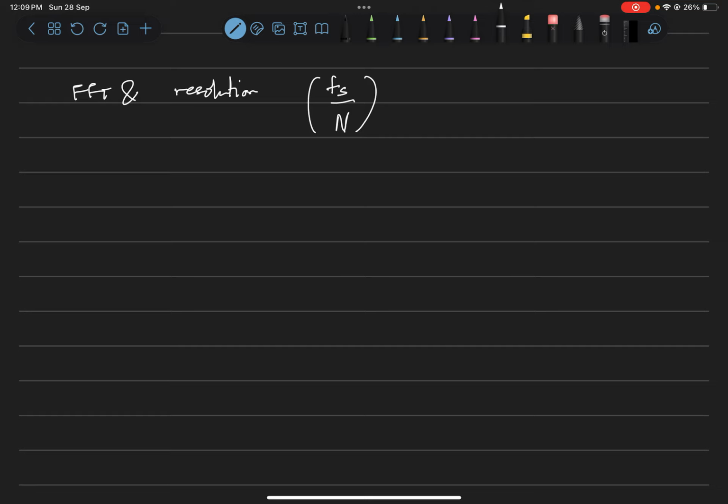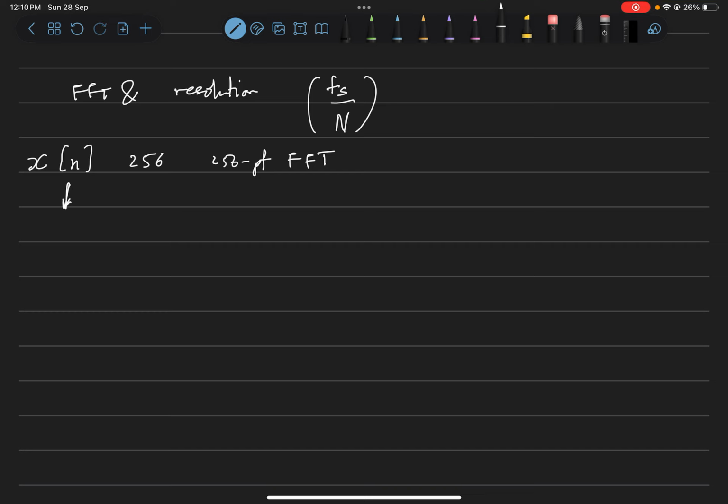So let's say you have a sine wave and you have about 256 samples of the sine wave, and you wish to take a 256 point FFT. As you might have heard, because you have 256 samples, you would take a 256 point FFT.